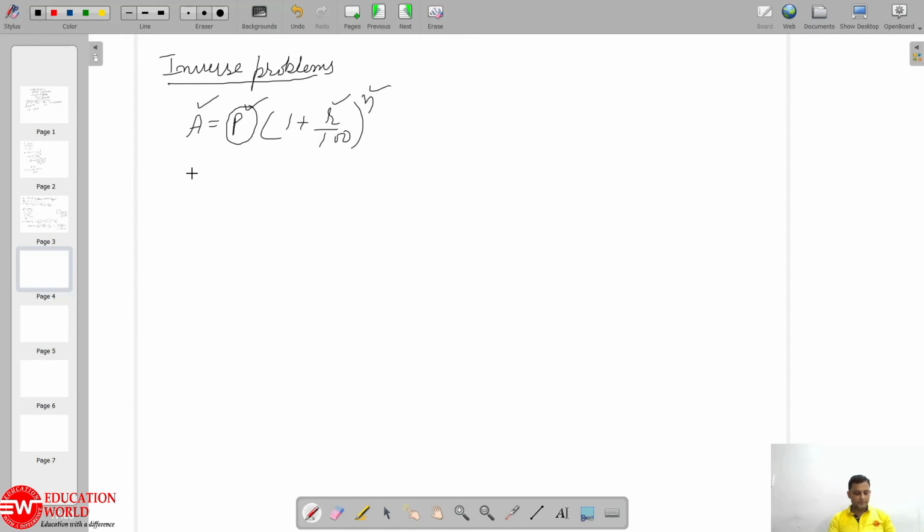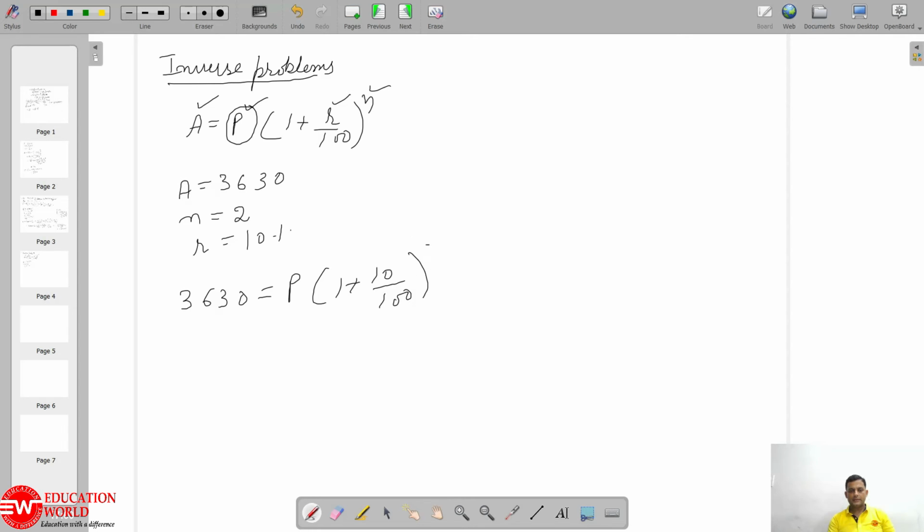So let us consider one example. What sum of money will amount to the given amount? The amount is given as 3,630. Time they have given us is 2 years, and rate is 10%. So just fill in the formula. P we have to find, times 1 plus 10 by 100. N is 2. So 3630 equals P times 110 by 100 squared.